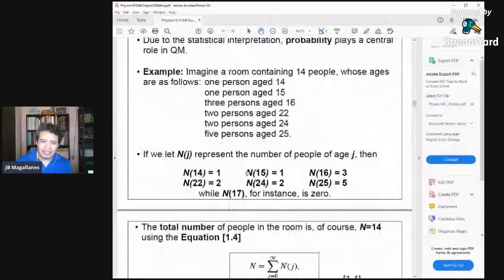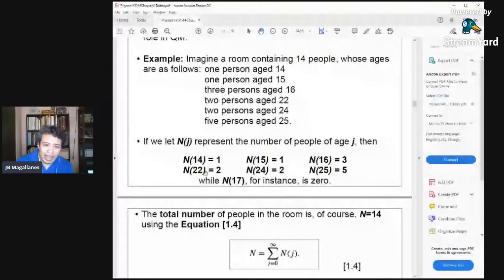Then you can mathematically represent n of 1 as 0, n of 2 is 0, up to n of 13 is 0, but you have n of 14 equals 1, n of 15 equals 1, n of 16 equals 3, n of 17 is also 0, n of 18 is also 0 until n of 21 is 0, and then you have n of 22 equals 2, n of 24 equals 2, n of 25 equals 5, n of 26 equals 0, and n of other numbers other than 14, 15, 16, 22, 24, and 25 is 0. So how would you get the total number?